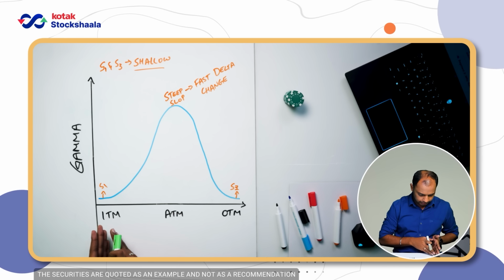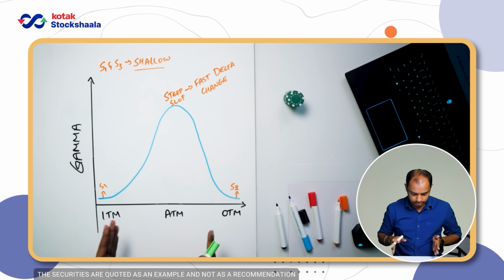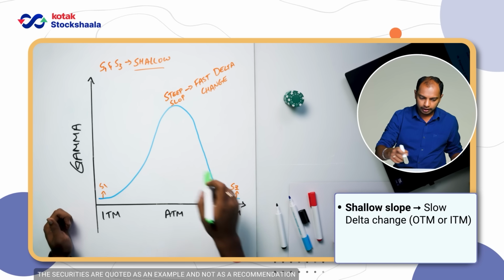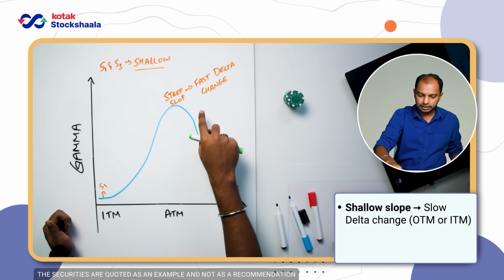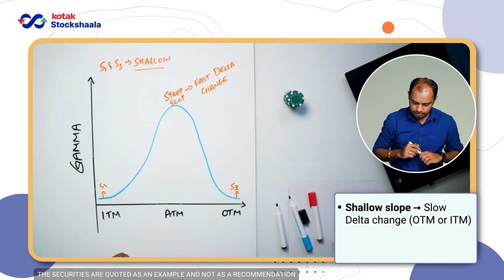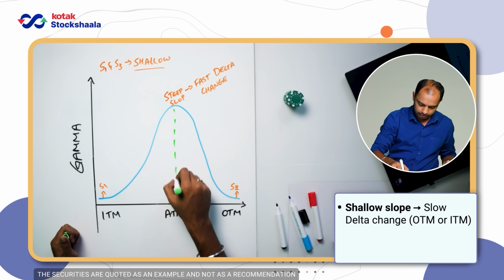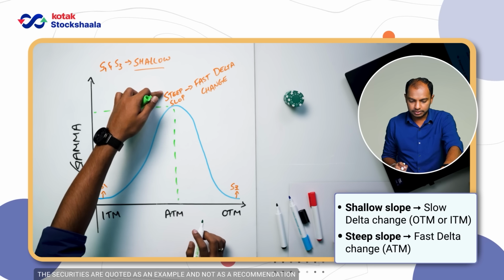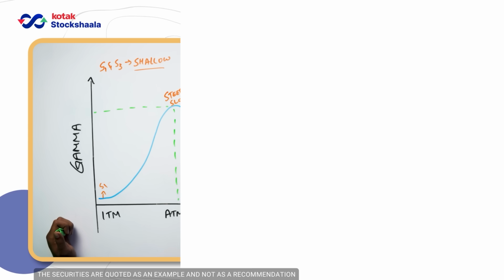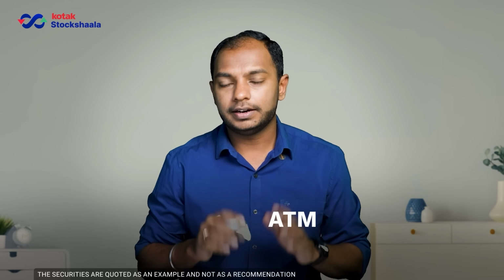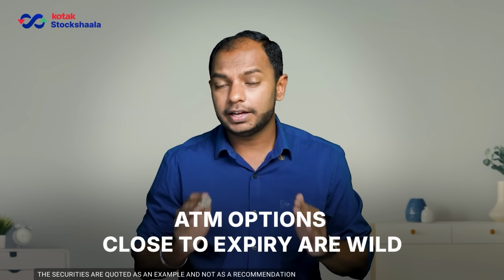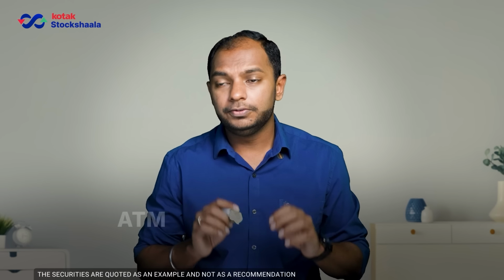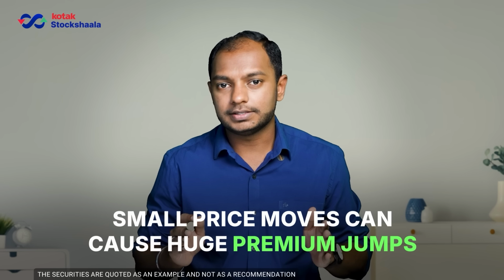Gamma is lowest at ITM as well as OTM because that is where the slope is shallow, and when the slope is shallow, the change in delta is also slow. But when you're looking at ATM, this is where the gamma is highest because it has the highest steepness, which means there is fast delta change. And near expiry, this steepness becomes a cliff. That is why at the money options during expiry act super wild. Even a small price move in the underlying asset causes a huge jump in the options premium.